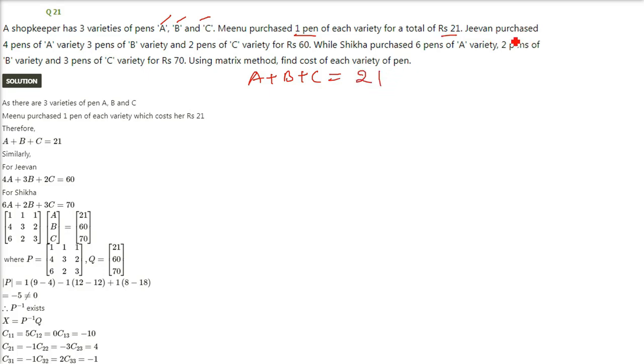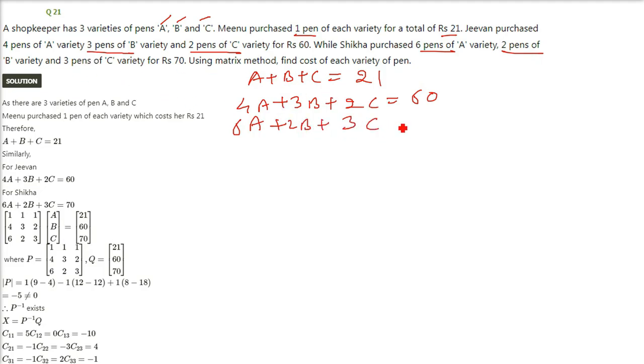Given purchase 4 pens of A variety, 3 pens of B variety, so 4A plus 3B plus 2 pens of C variety, so 2C equals 60 here. Now Shikha buys 6A and 2B and 3 pens of C variety, so 6A plus 2B plus 3C equals 70. So what is the equation?